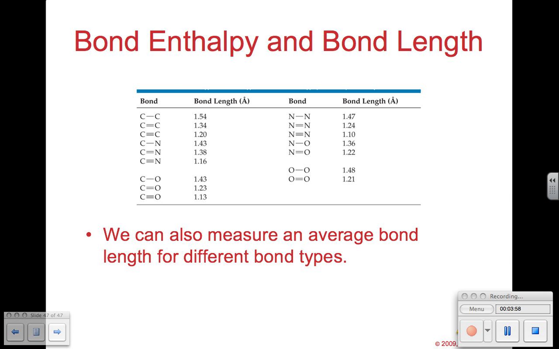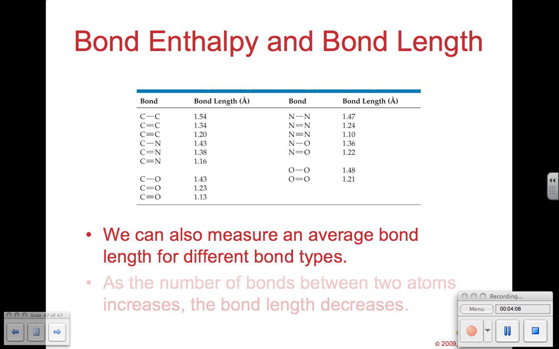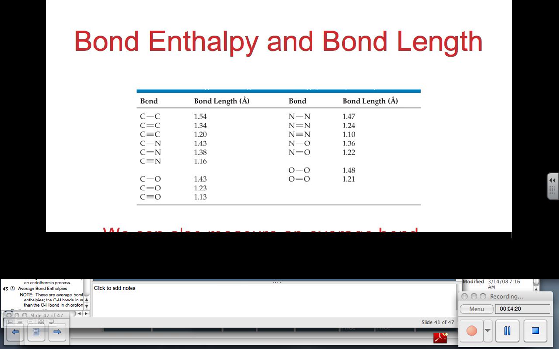We can also measure an average bond length for different bond types. So single bonds versus double bonds versus triple bonds have different bond lengths. Those are going to vary depending on the molecule, but they'll be similar. And obviously, as you go from a single bond to a double bond to a triple bond, the bond lengths are going to decrease in that process.